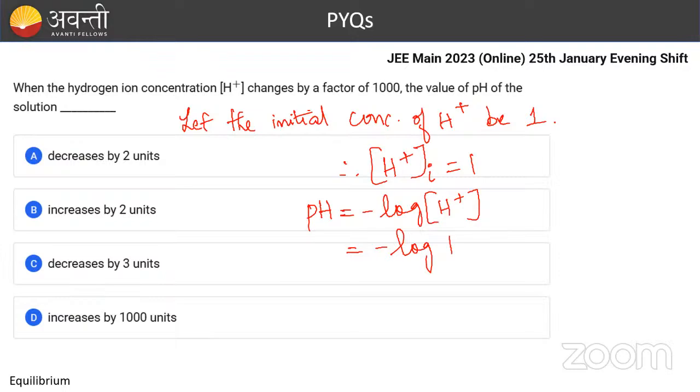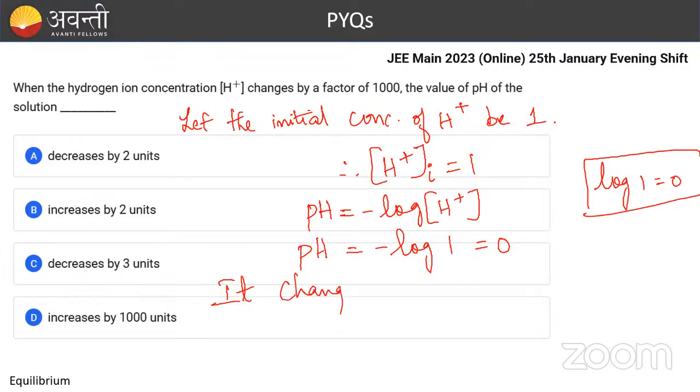Okay, let's check. It is minus log of 1 and we all know that log 1 is equal to 0. So pH is equal to 0 for the initial concentration. Now what is happening? The concentration of H plus changes by 1000 units. 1000 means it is 10 to the power 3, right?